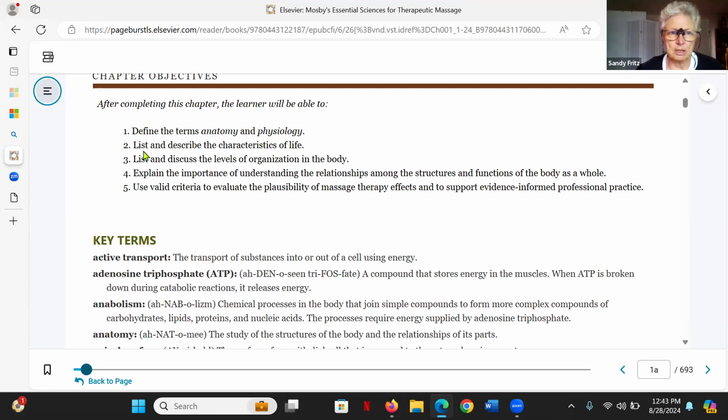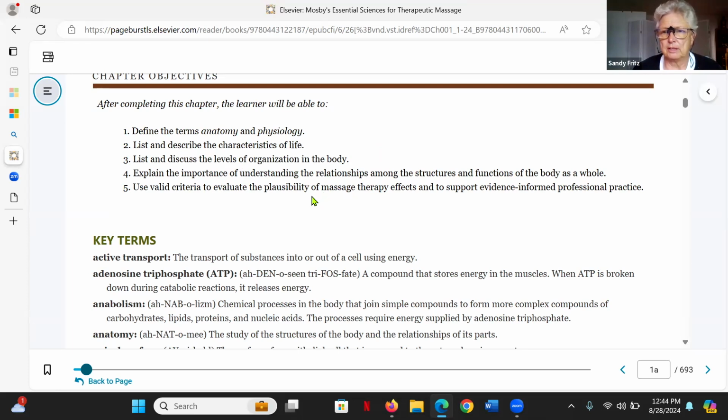So that's the next objective, which is to describe characteristics of life, and then list and discuss the levels of organization of the body. And then each of these areas will be expanded in individual chapters as we go forward. And then we want to make sure that we start from the very beginning to understand what biological plausibility is, evidence-informed practice, etc.